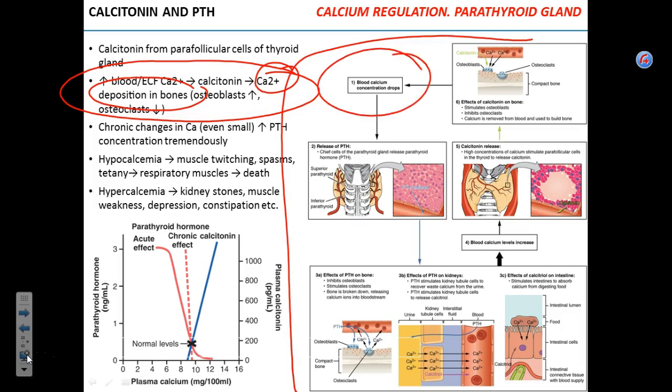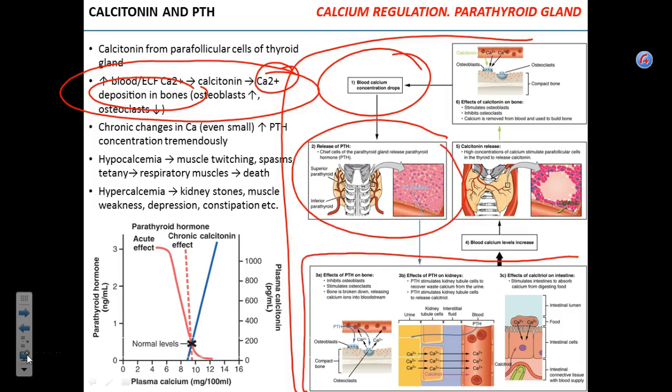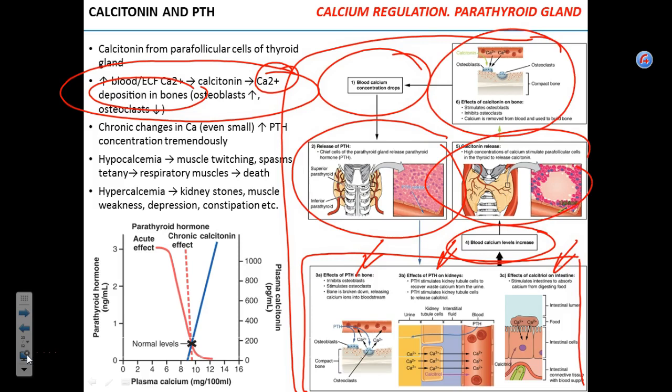Okay, so low blood calcium, parathyroid hormone activates mechanisms to increase blood calcium, either intestinal, kidneys, or bone. Calcium levels increase. If they increase too much, calcitonin kicks in, leads to the deposition of calcium in the bones.